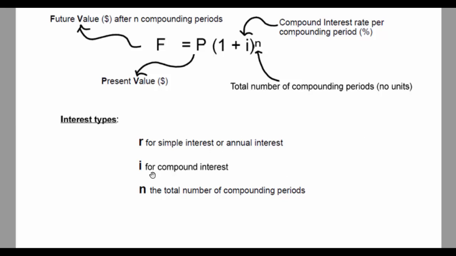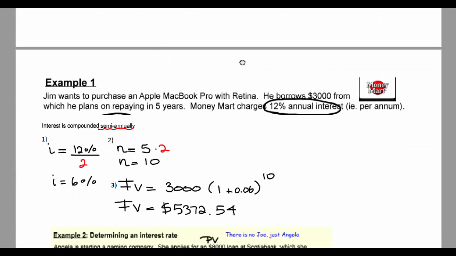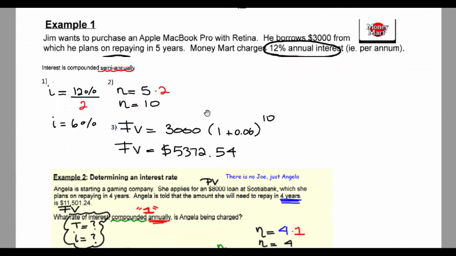What happens is you're given a scenario where the bank gives you a simple interest rate or an annual interest rate, and you develop i, the compound interest rate, over several compounding periods. And you're able to calculate the future amount of your investment. So one investment gives one future amount. For instance, we had bought a MacBook, and it was a $3,000 MacBook. If we use this investment as a 12% annual interest, it ended up costing us $5,372.54.